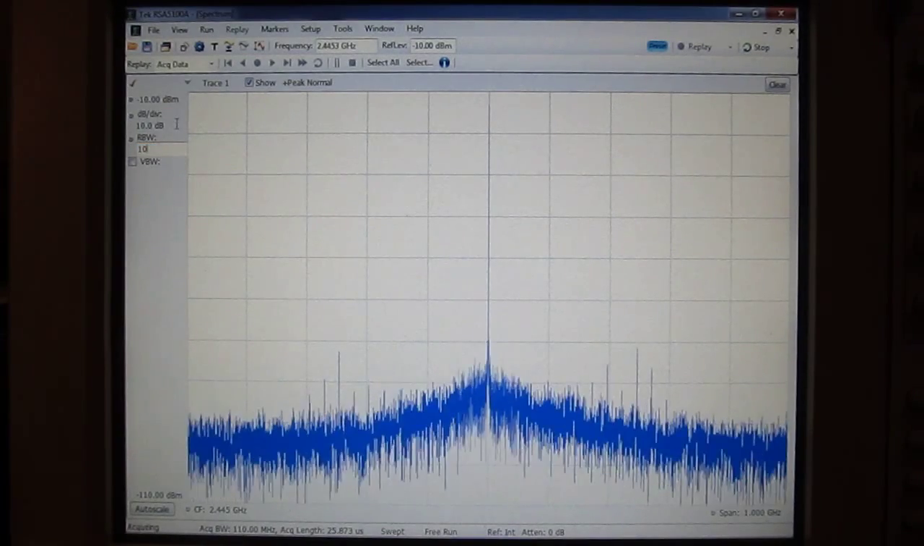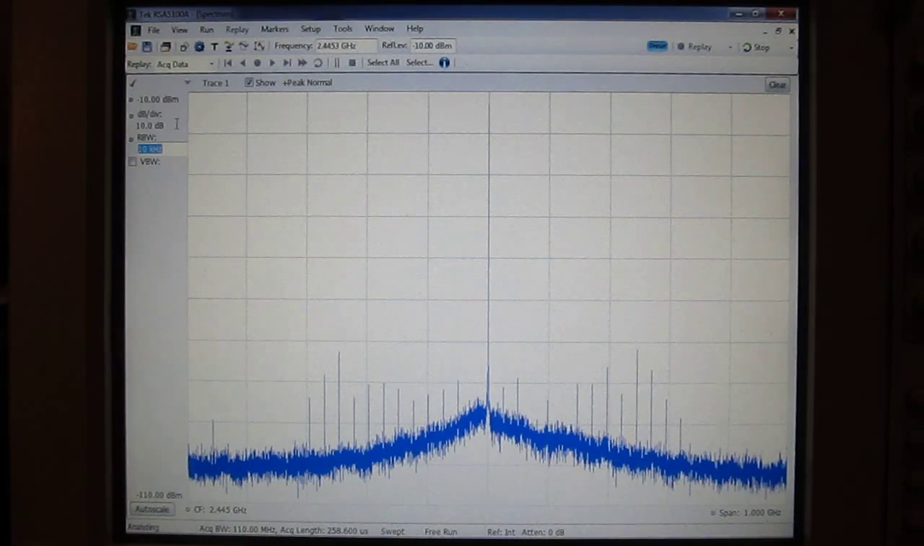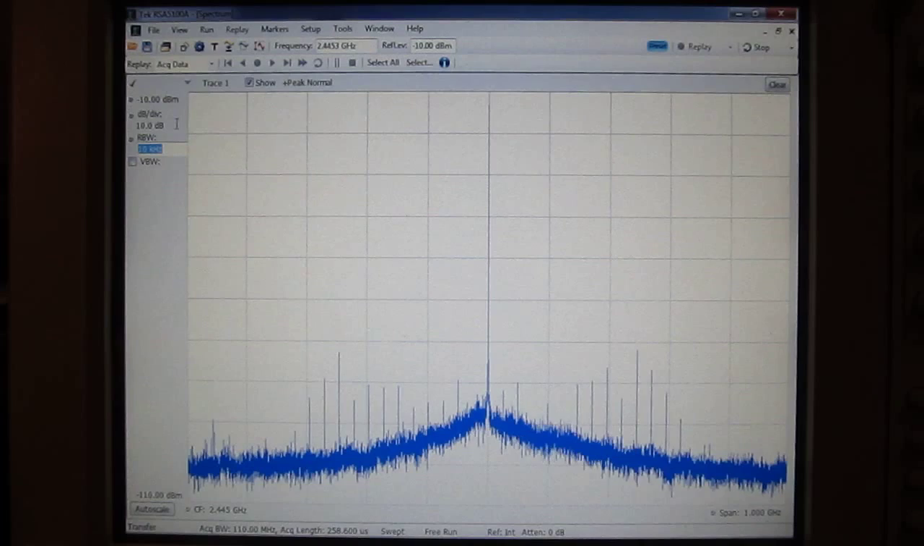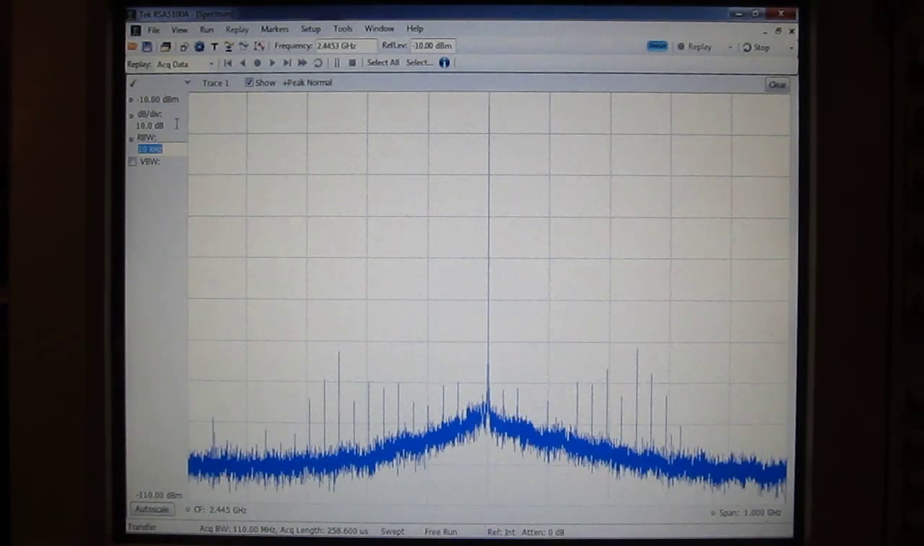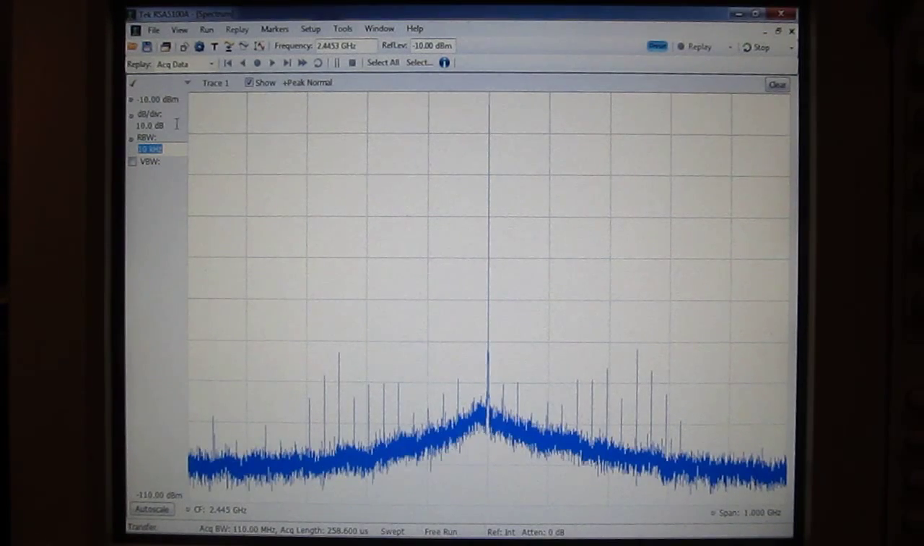Let's drop the resolution bandwidth down now to 10 kHz. At this setting, a traditional swept analyzer would typically have a sweep speed of about 30 seconds, where the real-time spectrum analyzer is resulting in about a 1-second sweep, a nice improvement of about 30x.